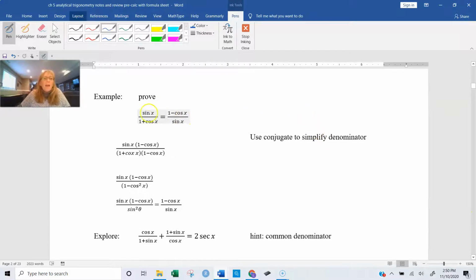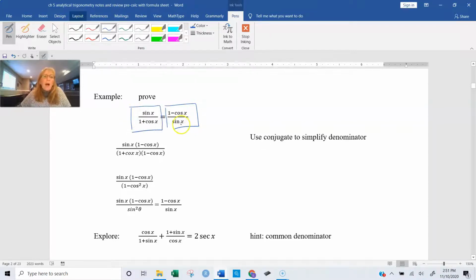All right, I have the sine of x over 1 plus cosine of x, and I want to prove that that's equal to 1 minus cosine x over sine of x. Oh, this looks fun, doesn't it? How am I going to get to the sine of x in the denominator? Looks a little difficult, right? So this is where I want to go. This is what I have.